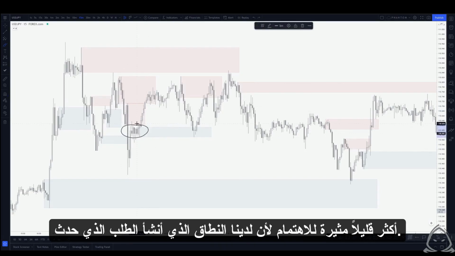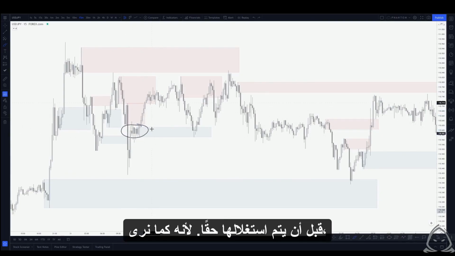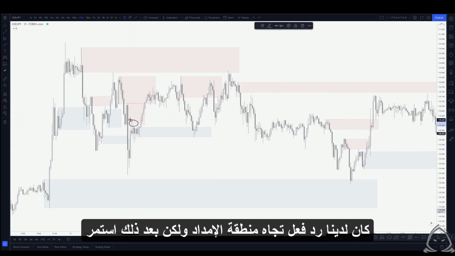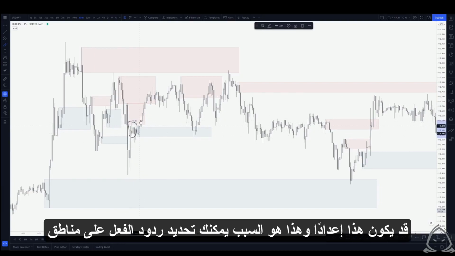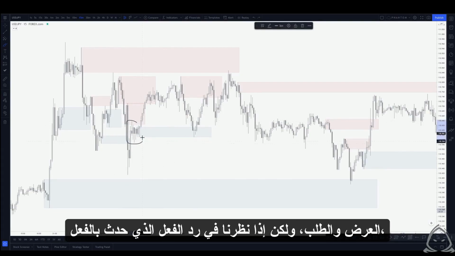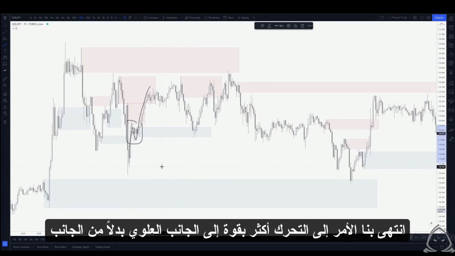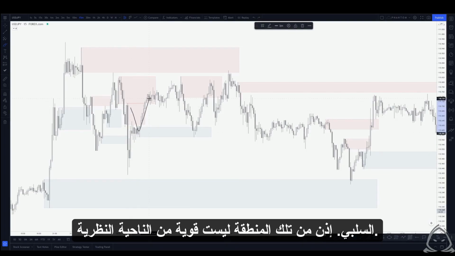A little bit more interesting since we had the range created demand that happened just before it really tapped into it, because as we can see, we had a reaction to the supply zone, but then price continued on to the upside. So on a lower time frame, this may have been a setup, and this is why you can identify reactions to supply and demand zones. But if we look at the reaction that really happened, we ended up moving more aggressively to the upside rather than the downside. So from that, conceptually, not a strong zone.